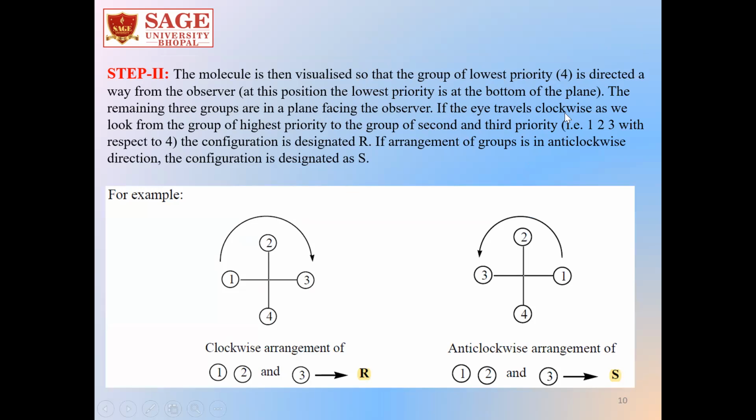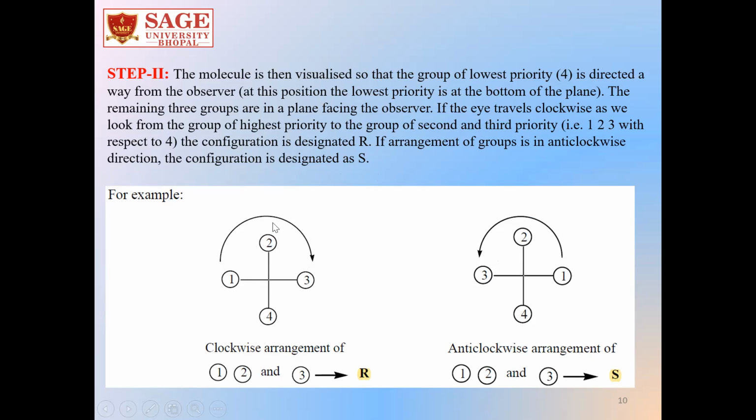If the eye travels clockwise as we look from the group of highest priority to the group of second and third priority, the configuration is designated R. If the arrangement of groups is in anti-clockwise direction, the configuration is designated as S. So we can see 1, 2, 3 clockwise arrangement, the name will be R. Here if it is 1, 2, 3, that is anti-clockwise arrangement, the name will be S.